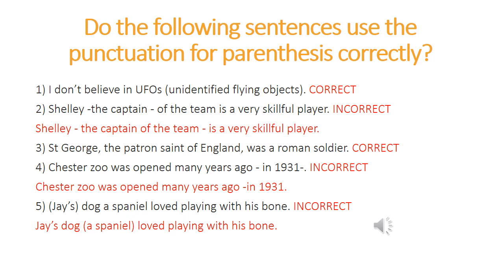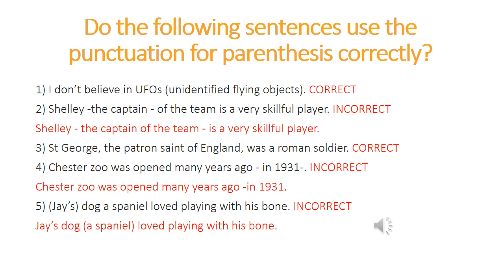Question number 4 is incorrect. I have used a pair of dashes at the end of my sentence, and we know that if I want to use a dash for an afterthought, I use 1, not 2. Have a look there at the end where I have a dash and a full stop. It just doesn't look right. So you should have corrected it to Chester Zoo was opened many years ago, dash, in 1931, full stop.